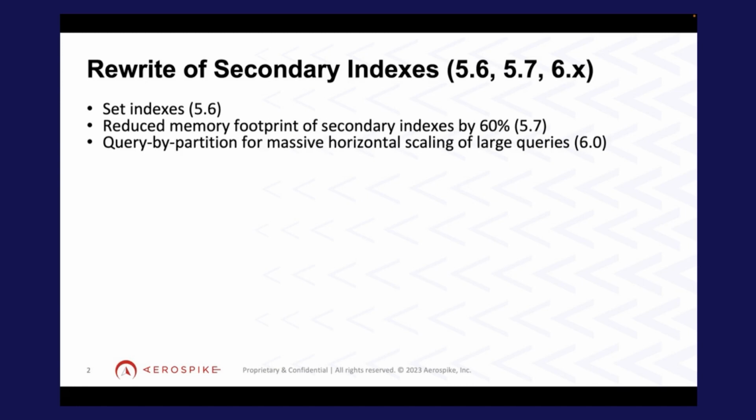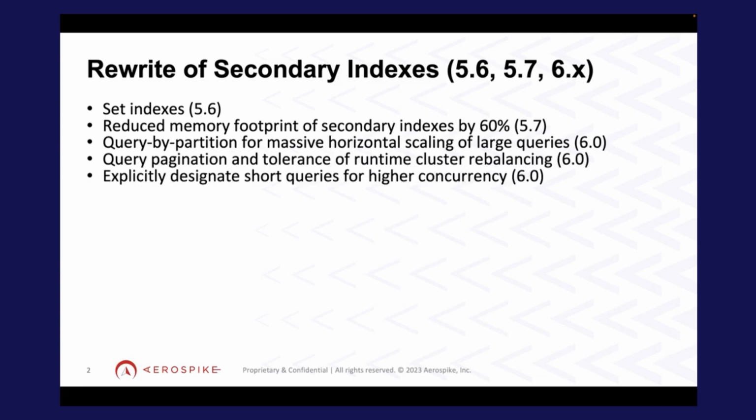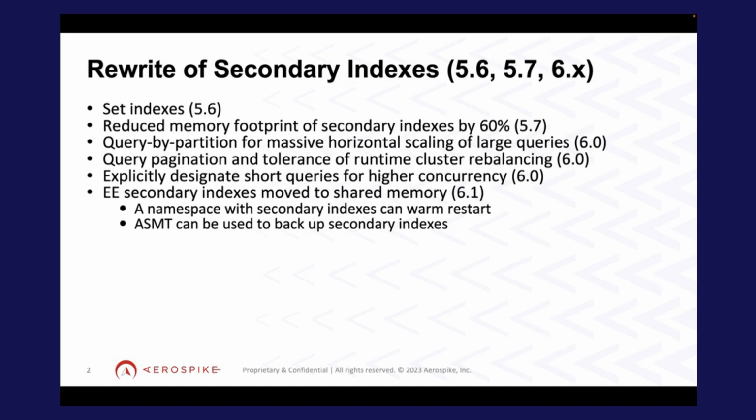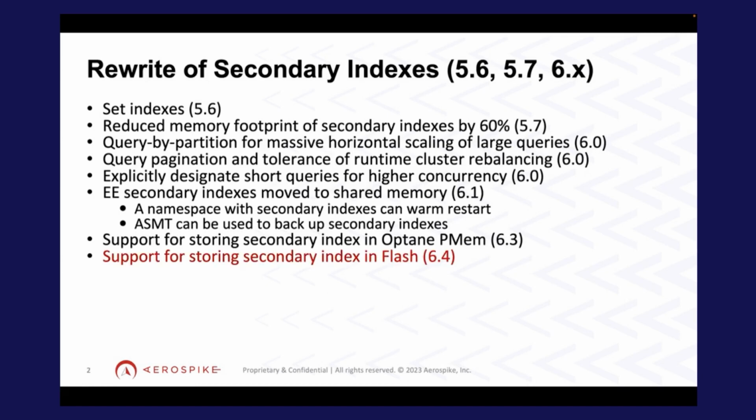In 6.0, we added the ability to query by partition to let you do massive horizontal scale approach to large queries. Query pagination and tolerance of runtime cluster rebalancing was added in 6.0, and we let developers explicitly designate short queries for higher concurrency. Secondary indexes in Enterprise Edition 6.1 moved into shared memory, which meant that namespaces with secondary indexes can be warm started. Support for storing secondary indexes in Optane PMEM was added in Server 6.3. 6.4 will add the ability to store secondary indexes on flash.